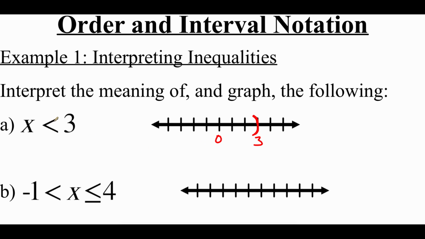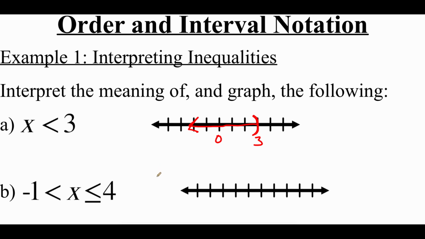Now we want all of the numbers that are less than 3, so all of the numbers that are to the left of 3. So I'm going to draw a line along my number line here, and I'm going to put an arrow on the end to show that that line would keep extending along our number line, including all of those values that are to the left of 3.